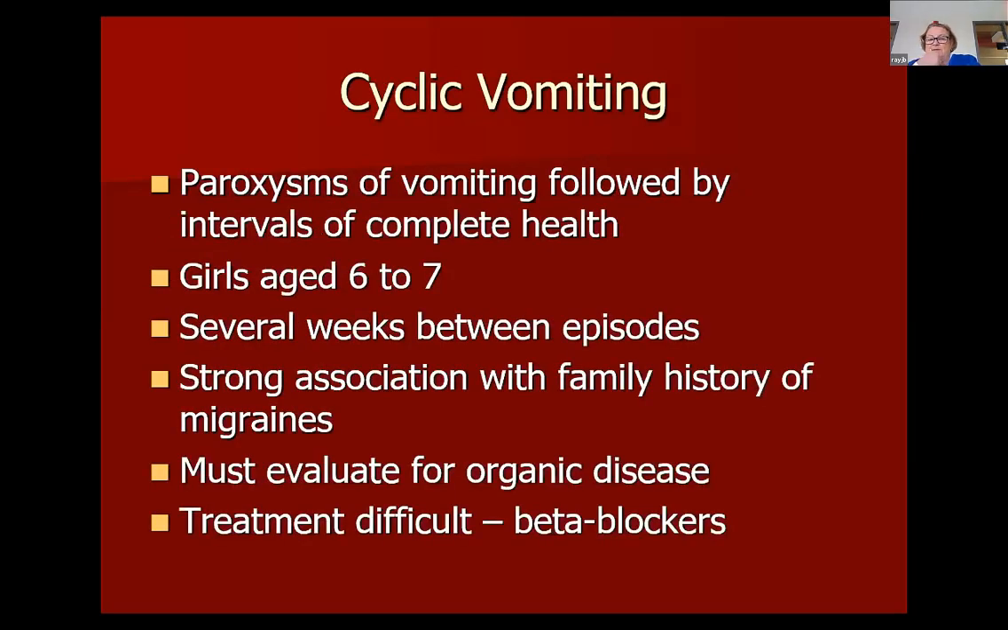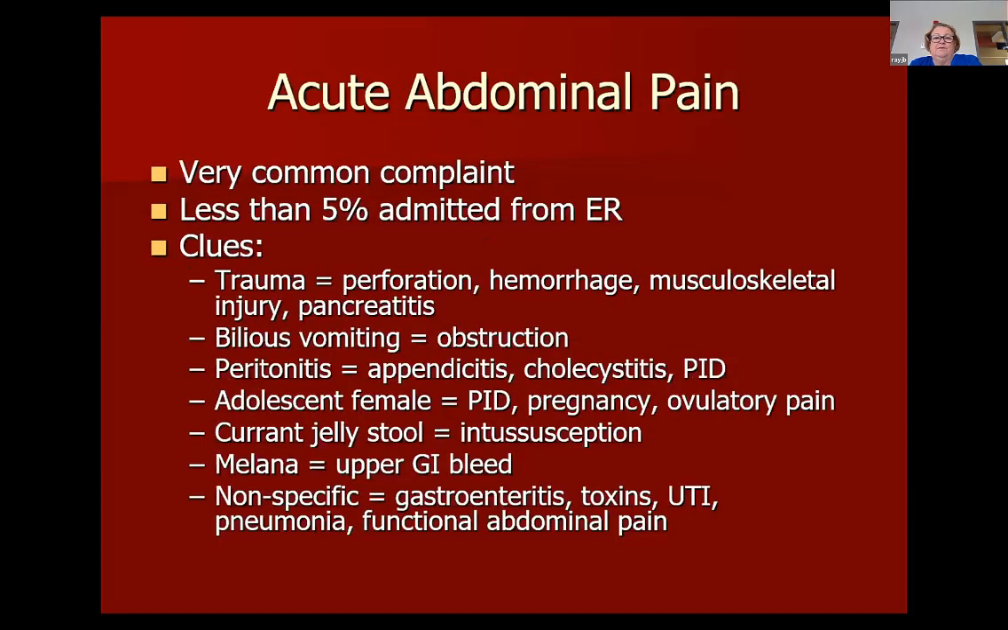Cyclic vomiting is kind of interesting, because they may vomit for several days, and then they have totally normal, good health for weeks and weeks, even months and months at a time. More common in girls ages 6 to 7. Sometimes there are several weeks between the episodes, as I said, and it is sometimes associated with families that have migraines also. But you have to make sure there's not some organic disease. I have had one patient who had this, who was successfully treated with beta blockers for about 1.5 years, and it just went away after that.